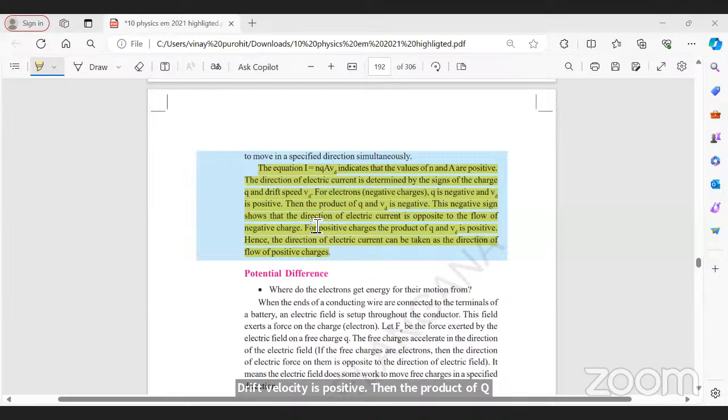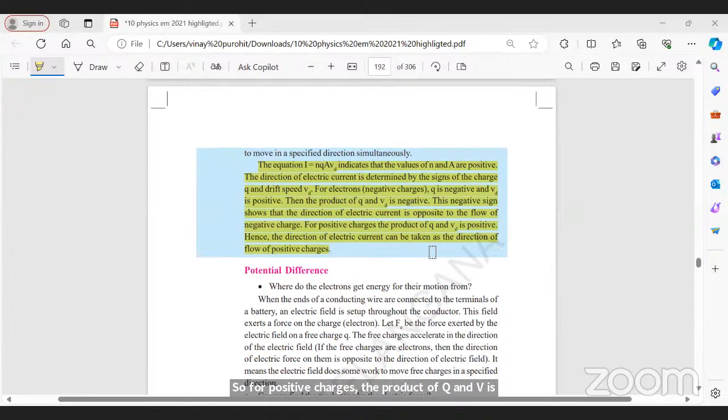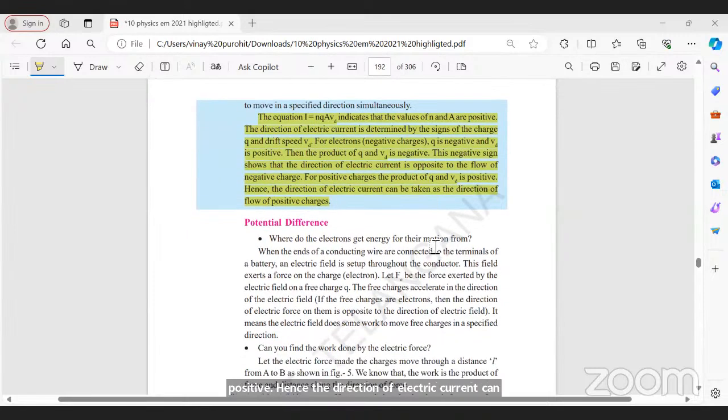This negative sign shows that the direction of electric current is opposite to the flow of negative charge. So for positive charges, the product of q and Vd is positive. Hence, the direction of electric current can be taken as the direction of flow of positive charges.